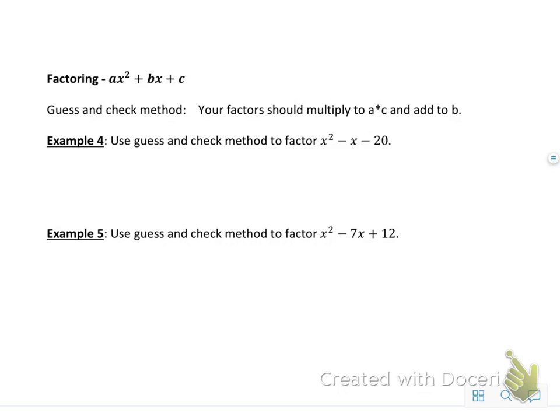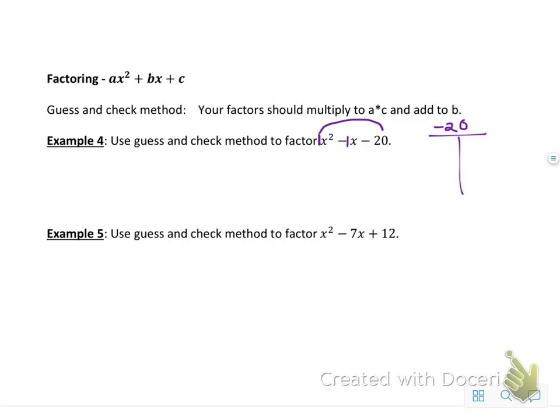But if you aren't as good at it, I would suggest using the cross method most of the time because that works every time. So to guess and check, basically whenever you factor, your factors should multiply to a times c and then add to b. So remember our form is ax squared plus bx plus c. So we have a times c. So we have a 1, remember that's an imaginary 1, times negative 20. Well, 1 times negative 20 is just negative 20. So let's find factors of negative 20. And it needs to add to the middle term, add to b. And that is also a negative 1.